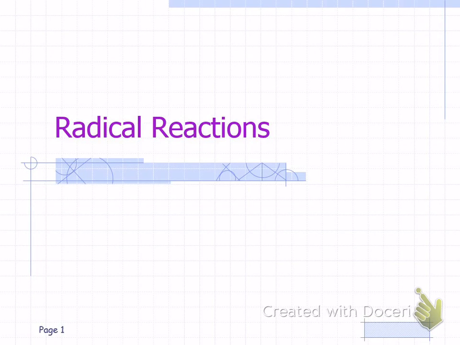Okay, so we're going to talk about radical reactions. This goes pretty fast. What is a radical? What is a radical in math? It's the square root, right? Or the square root sign? Yeah, generally we refer to a radical as something with an odd electron.